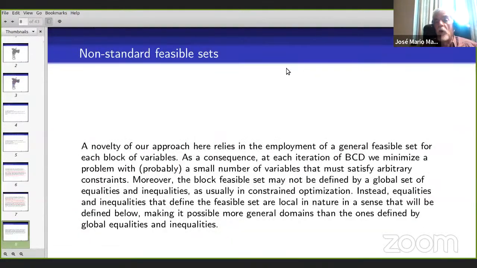Okay, what I mean by non-standard feasible sets. This is a novelty of our approach here. I am going to consider a general feasible set for each block of variables. So at each iteration of BCD, we minimize a problem with probably a small number of variables that must satisfy some arbitrary constraints. But as I said before, the feasible set may not be defined by a global set of equalities and inequalities as usual in constraint optimization. Instead, the equalities and inequalities that define the feasible set are going to be local in nature, in a sense that I am going to define below, making possible more general domains than the ones defined by global equalities and inequalities.